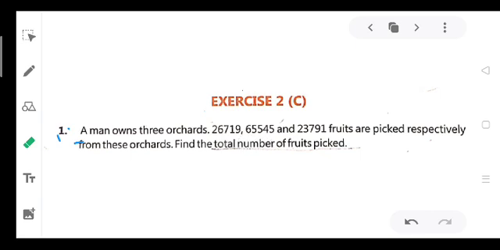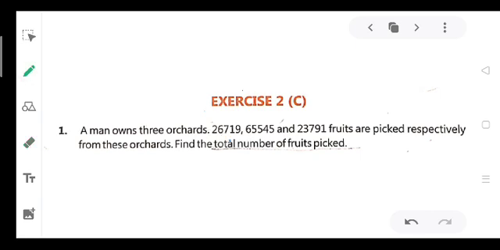26,719, 65,545, 23,791 fruits are picked respectively from these orchards. Find the total number of fruits picked. So, what do we get to know from this statement? There is a person, he is having 3 orchards. And how many fruits from them, because there are fruit trees so he must have picked up the fruits.